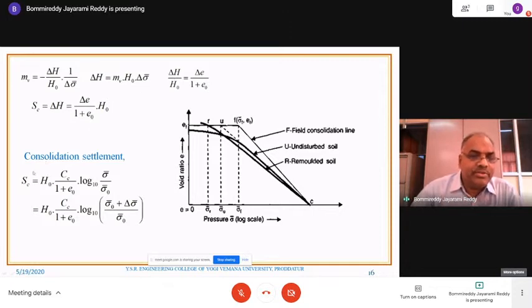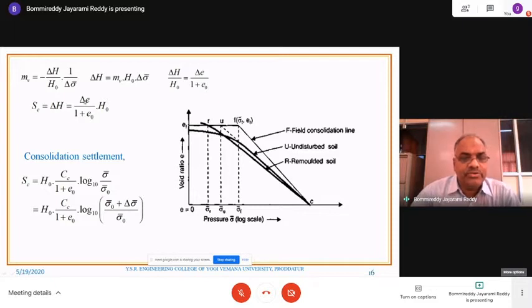Now consolidation settlement, what is the value of delta H? Delta H is nothing but, what is MV? You can observe here H naught divided by 1 plus E naught into CC log 10 of sigma by sigma dash. So already you know the delta E value from the compression index.